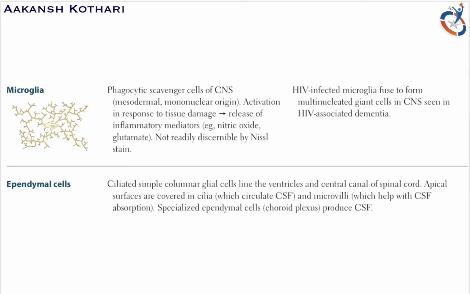Now, there is a specific kind of modified ependymal cells called the choroid plexus. Now, these are the cells which produce cerebrospinal fluid. So, remember the choroid plexus produces cerebrospinal fluid.